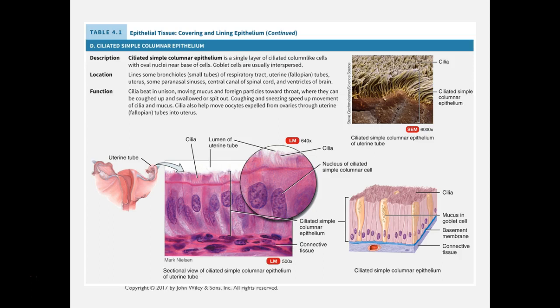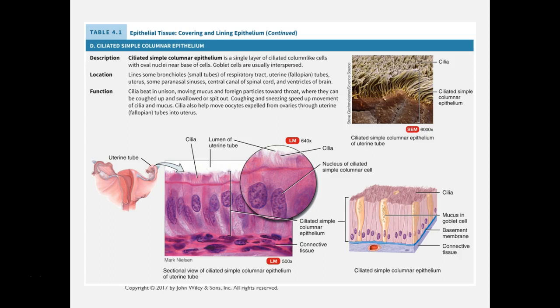So the cilia all beat in unison, and they move mucus and foreign particles through the respiratory tract back up to the throat so that we can cough it or spit it or get rid of it. I mean, think about when you're breathing in dust and dead skin cells and all types of things that we don't want getting down into the lungs.